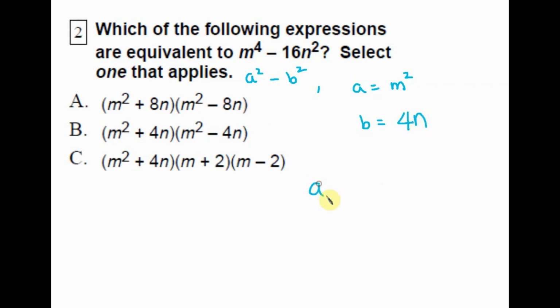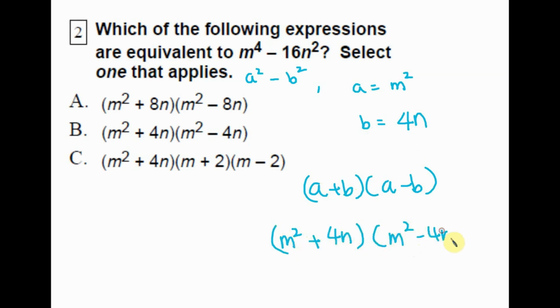So then in here, if I follow a plus b times a minus b, since a is m squared and b is 4n, it's m squared plus 4n times m squared minus 4n. In this case, unlike number 1, I cannot factor this anymore because you have n, which is not the square of a variable. So my answer in this case will be B.